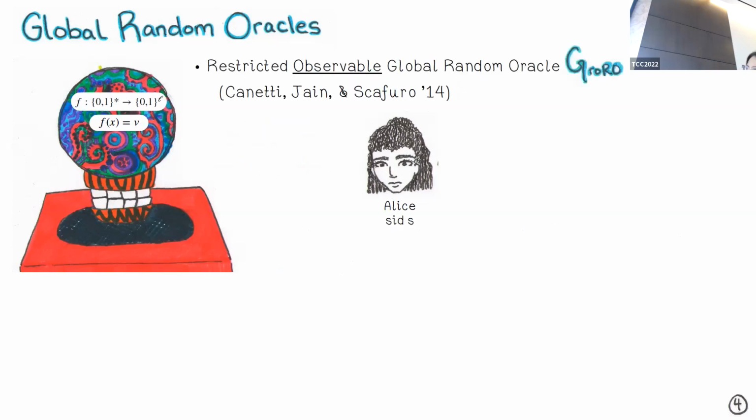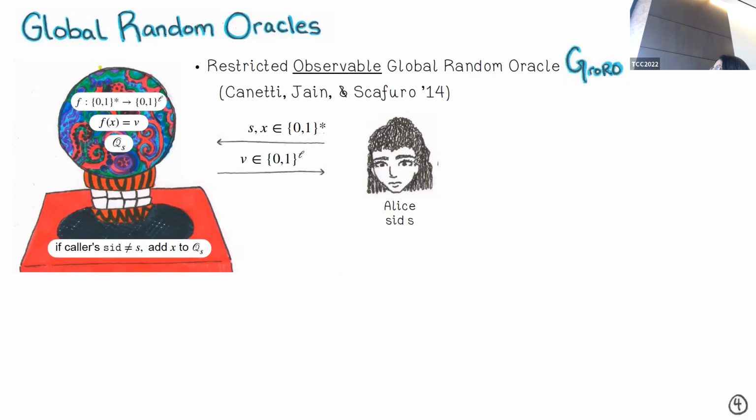First, the observability interface. The oracle now has a mouth from which it's going to blab all of the illegitimate queries, which I will explain in a moment. The interface works similarly, except now Alice has a session ID, which she sends with her query. If that session ID she sends with the query does not match her actual session ID, then the oracle adds this to the list of illegitimate queries for her session. And now Alice can query for illegitimate queries and see that list of illegitimate queries.